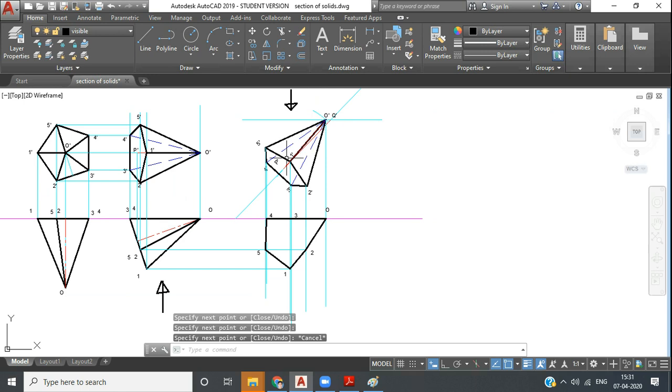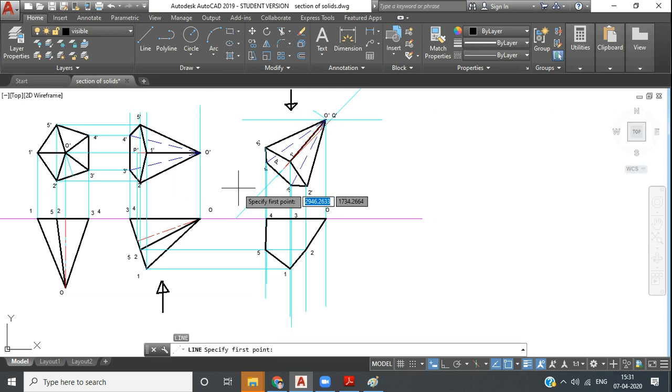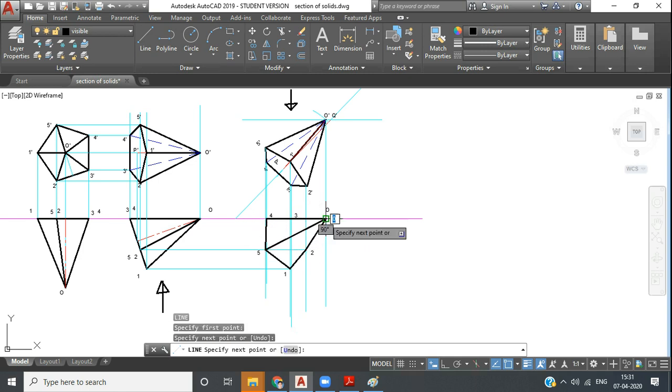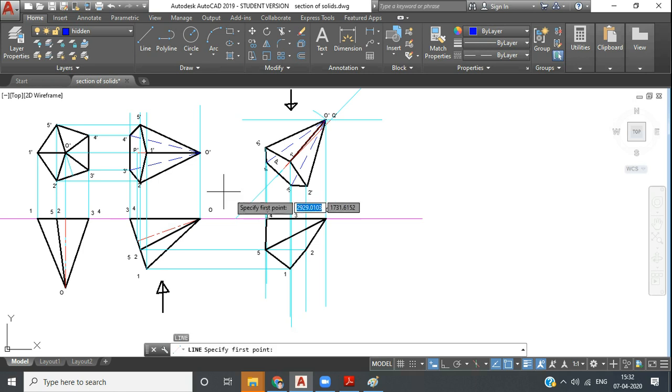Okay, so O5 is visible to you, so O5 you can directly draw. Once you get this triangle, the remaining lines should be hidden. Now the remaining is what? 2 to 3. 2 to 3 should be hidden, because you cannot intersect visible lines. So 2 to 3 should be hidden.